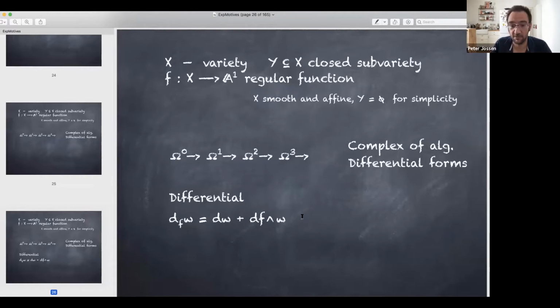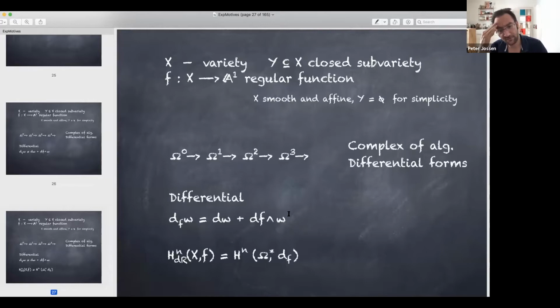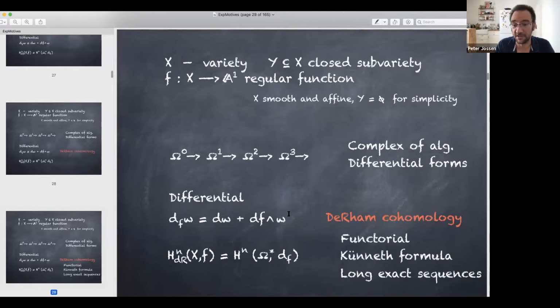You can check that it's still a differential, so d_f composed with d_f is 0, and we define the de Rham cohomology of the pair (X, f) just as the cohomology of this complex. Again, notice that if f is 0, you get the ordinary de Rham complex for X. And now you will have to trust me that this definition, which I gave you just for smooth and affine X and Y empty, has a natural extension to the case of any X and any Y. So it's called the de Rham cohomology. And again, it's a nice cohomology theory in the sense that it's functorial. There's a Künneth formula, and there are all the necessary long exact sequences that you can wish for.